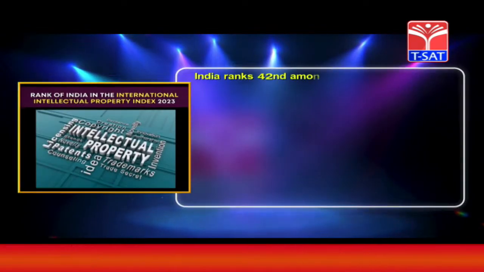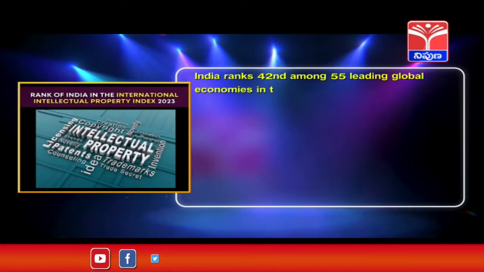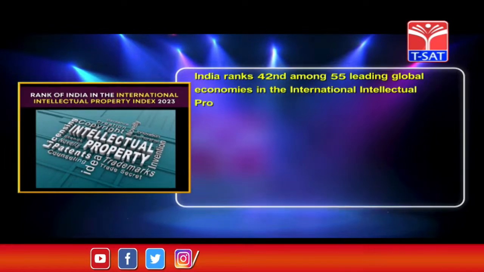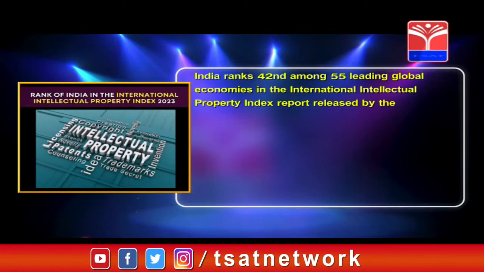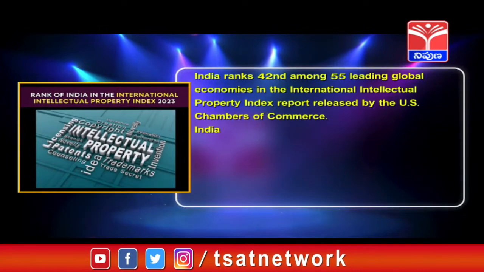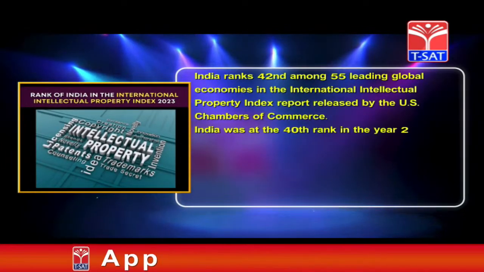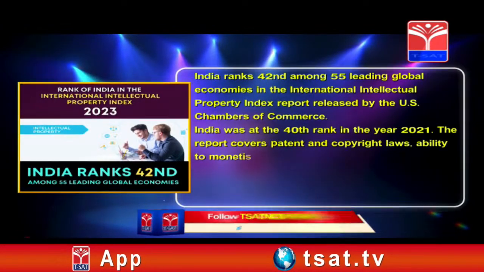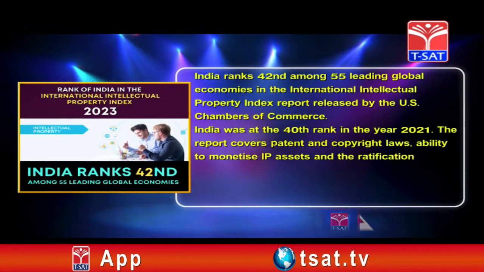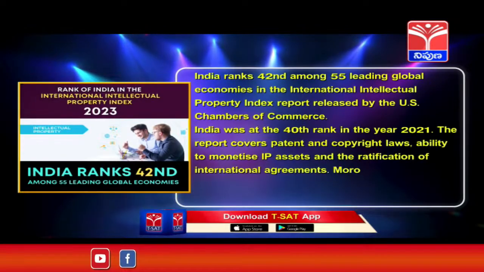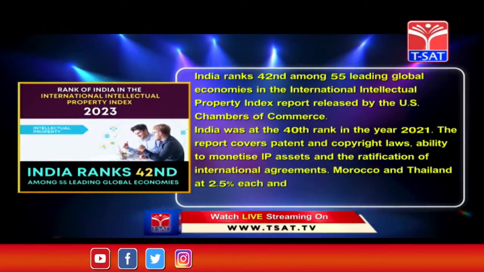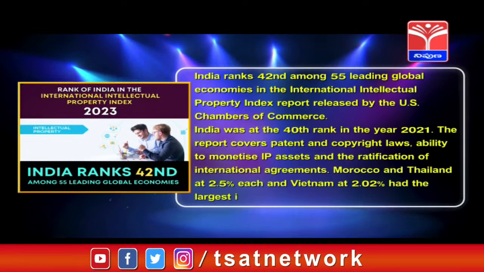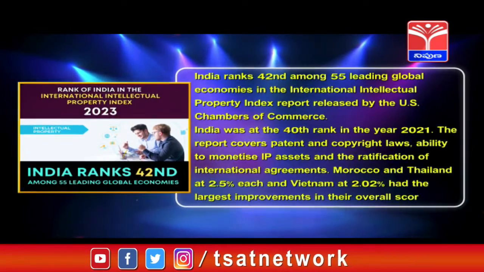India ranks 42nd among 55 leading global economies in the International Intellectual Property Index report released by the US Chamber of Commerce. India was at the 40th rank in the year 2021. The report covers patent and copyrights law, ability to monetize IP assets, and the ratification of international agreements. Morocco and Thailand at 2.5% each and Vietnam at 2.02% had the largest improvements in their overall score.